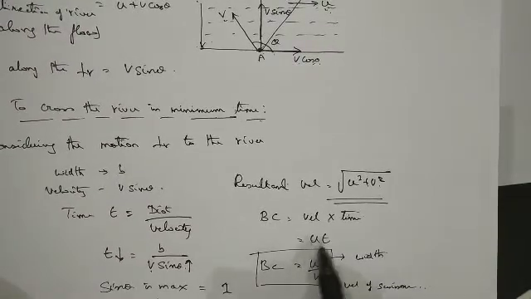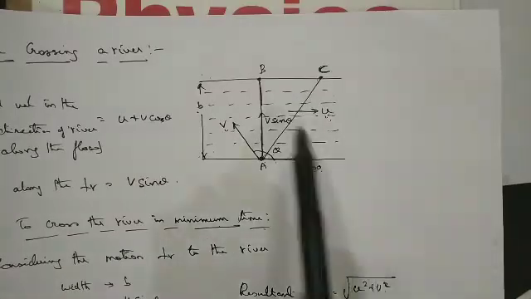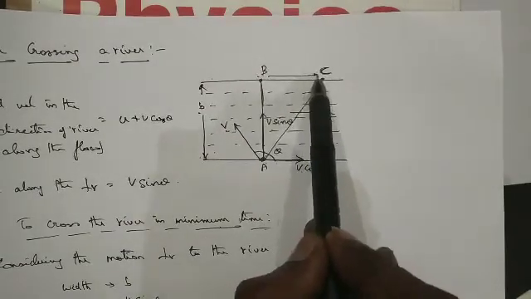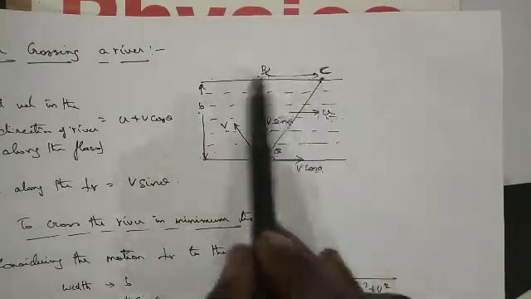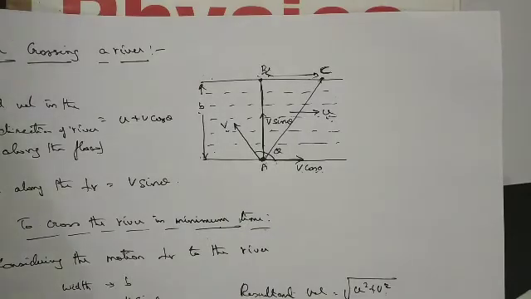So if you put u into t, bc is going to be equal to u into b upon v. How is it b? t is replaced by b upon v. b is the width of the river, v is the velocity of the swimmer, and u is the velocity of the river. You can find the distance bc here. When he reaches here, he would have already crossed bc.